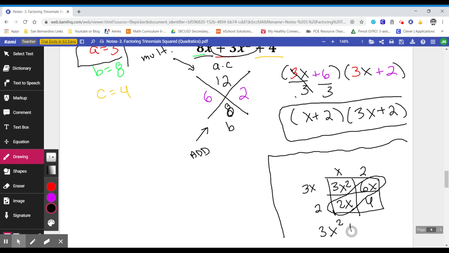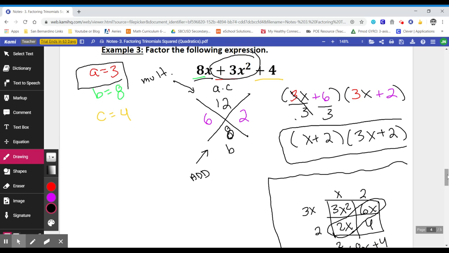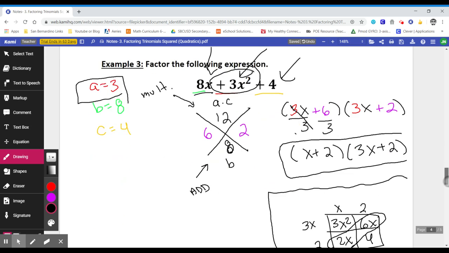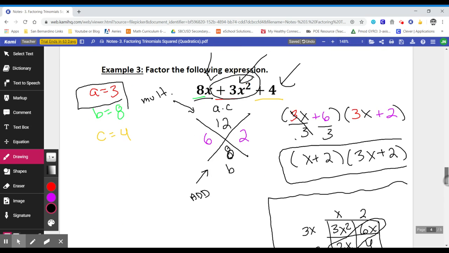So 3x squared plus 8x plus 4. Which, if you notice, is the exact same thing as the original problem. It just looks a little bit out of order, but 3x squared is right there, 8x is right there, and then 4 is right there, all positive. So there you go, you did it right.